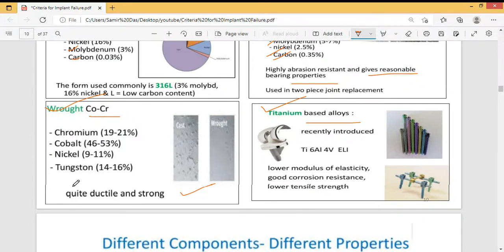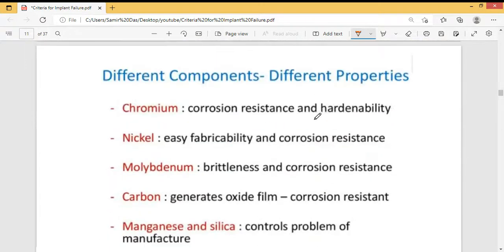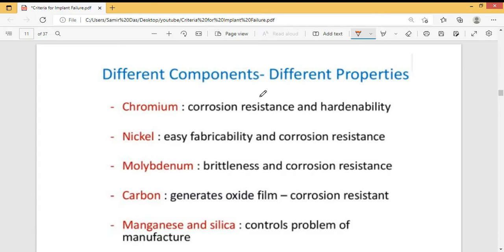Wrought cobalt chromium alloy is quite ductile and strong as well. This is also good where compressive load comes into the picture. Titanium based alloy has a lower modulus of elasticity, good corrosion resistance, and lower tensile strength as well. But the problem is that it is higher in price as well. So different components give different properties.